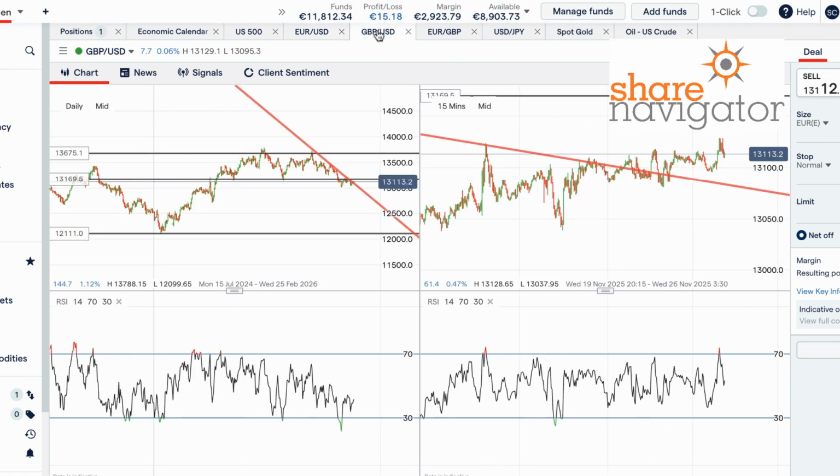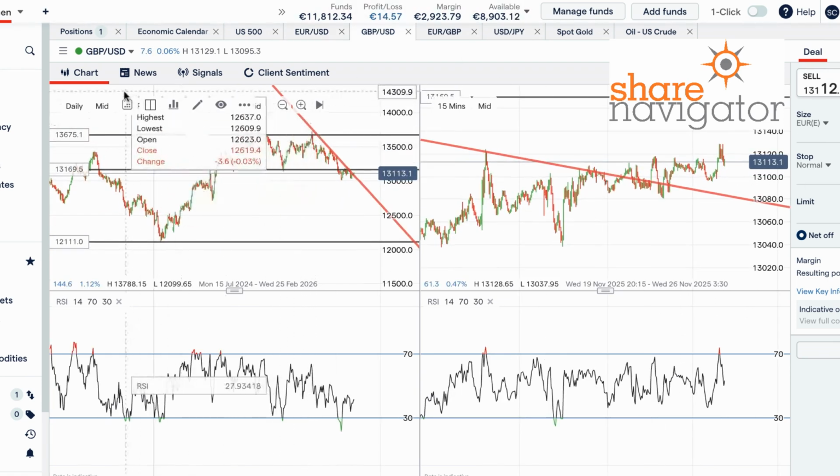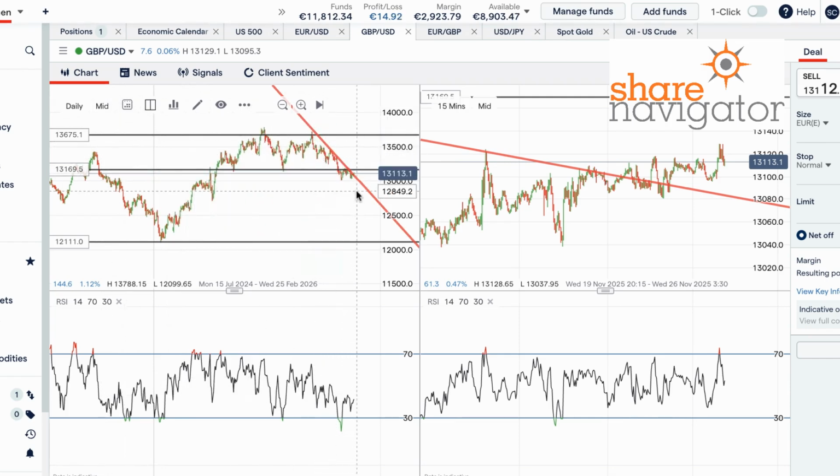Looking at British pound versus the US dollar, you can see the primary trend here, this is what I'm talking about on the daily chart, is bearish. You can see it's a series of lower highs and lower lows.